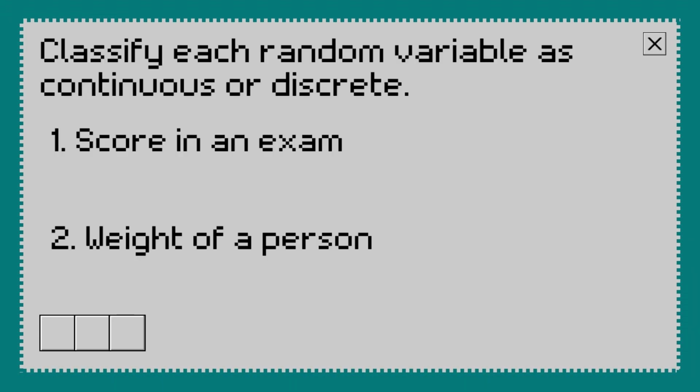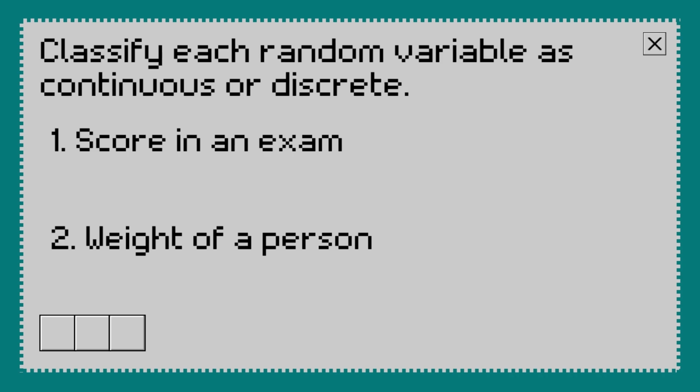For our first example, we have score in an exam. The answer is discrete. Why? Because when we talk about score in an exam, even though it is sometimes written in a fraction form, the total score or your total correct answers will be counted as a whole number. And that is an example of a discrete random variable.